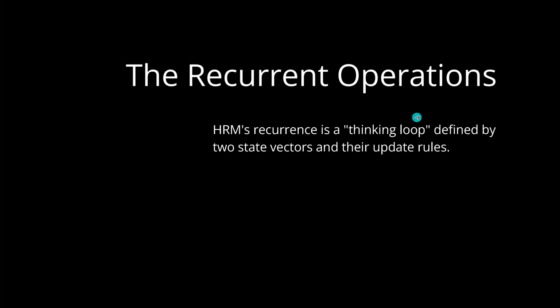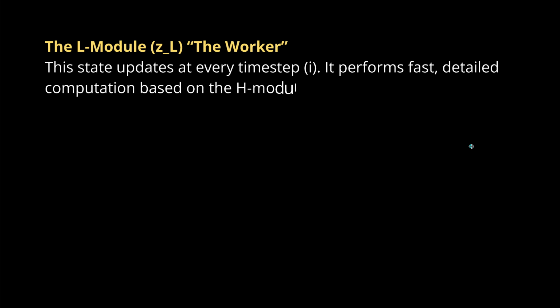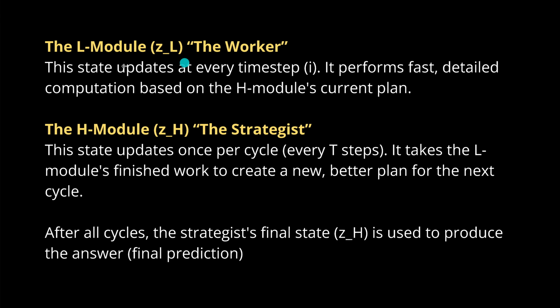It is, if you want, this nested thinking loop that avoids too early convergence, and it's a two-state vector and an update rule, in the basic. So we have this low module, let's call it the worker, and this high module, let's call it the strategist. And it's easy, no? The low module updates every time step. It performs fast, detailed computation based on the strategic plan by the high module.